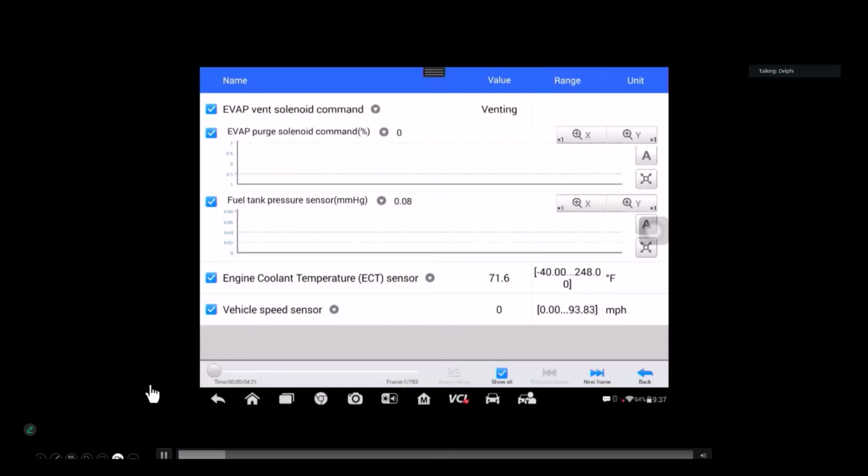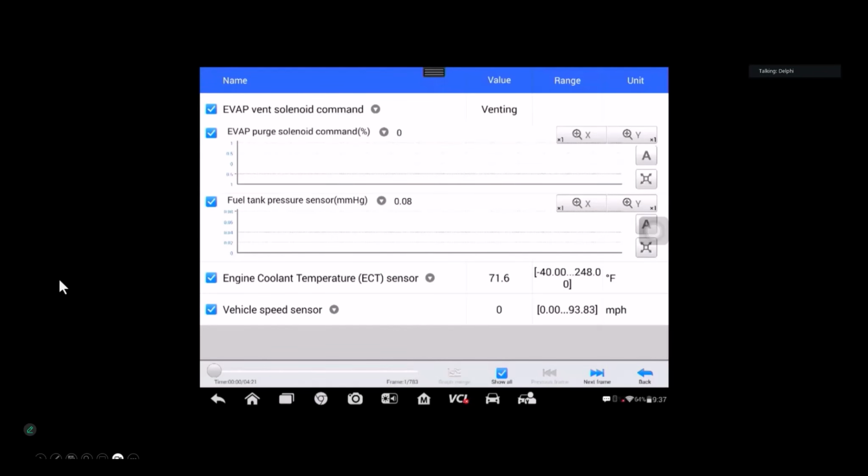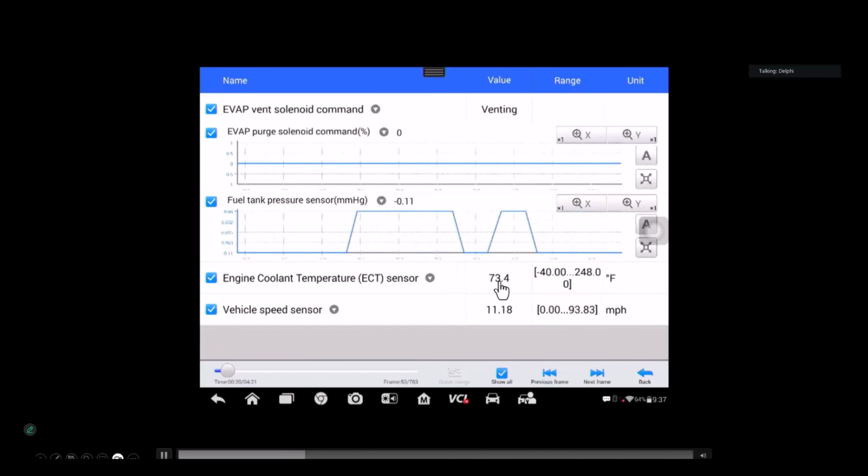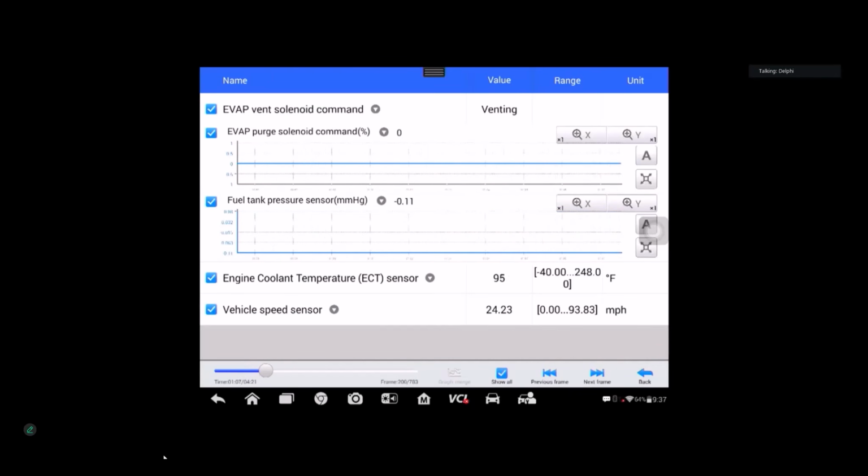It's going to speed up fast because I recorded this from Autel, and for the sake of time, I played the recording back quickly. So notice, temperature's cold, vehicle speed's picking up, system's still venting, and the purge is off. I just keep watching. Purge is not enabled yet. It's still too cold. So here we are. Let's see when the purge kicks in.